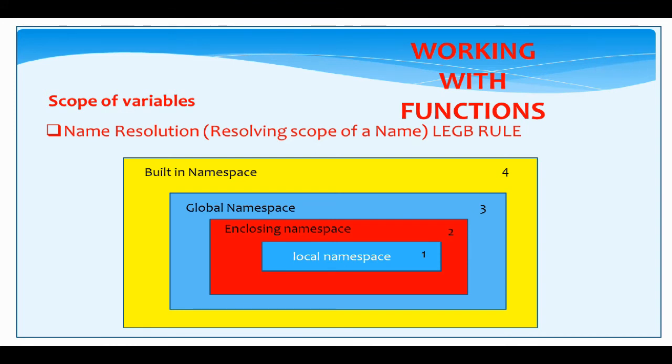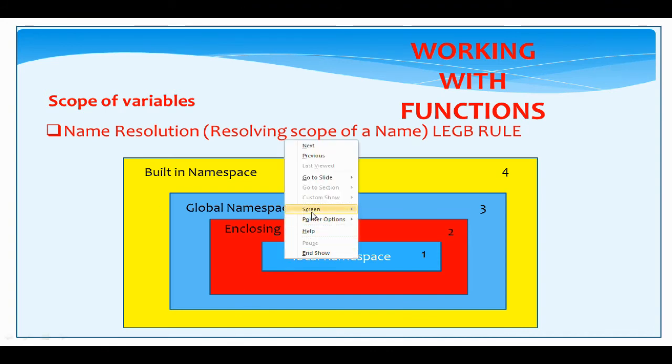In this LEGB rule, the variable is first checked in the local namespace. If it is there, okay, otherwise Python will check it in the enclosing namespace. If it is there, okay, otherwise it moves to the global namespace, and then to the built-in namespace. If the variable name is not defined in any of these namespaces, then Python gives an error to the user that the variable name is not defined. Let us now try to understand this rule with some examples.